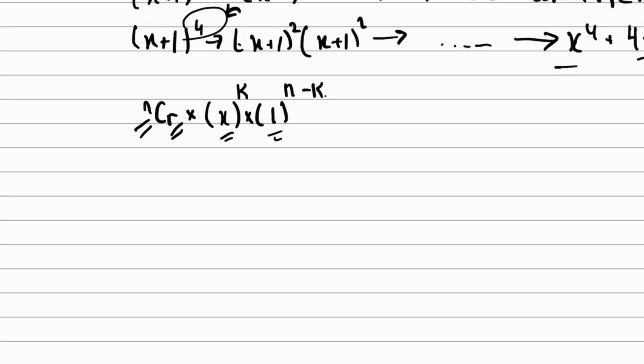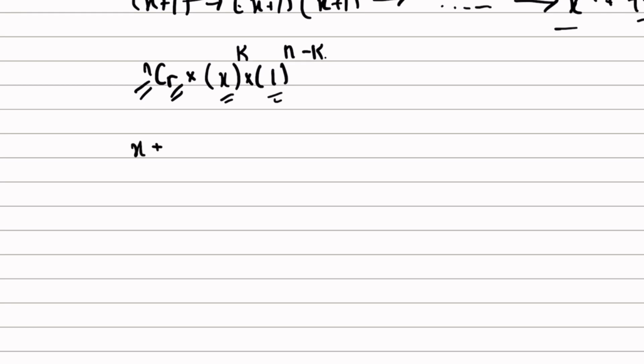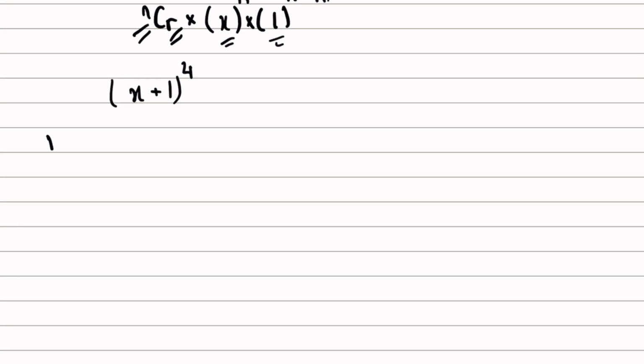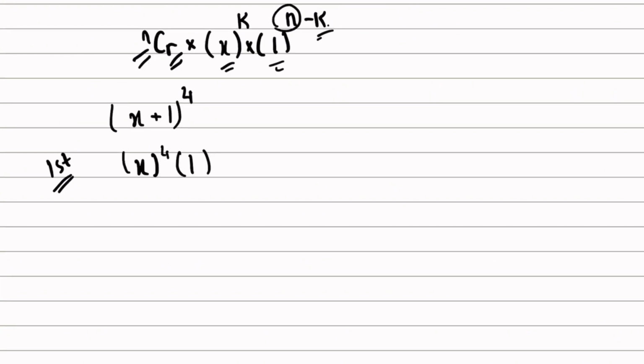I'm going to show you an example. Let's say something like x plus 1 to the power of 4. So in order to get all the terms, I'm going to start with the first term. The first term is going to be x to the power of 4 times 1 to the power of, well, in this case 4 minus k. What's k? Well, k again is n minus the power here, and so 4 minus 4 is supposed to be 0. You'd multiply this by 4 choose 0.